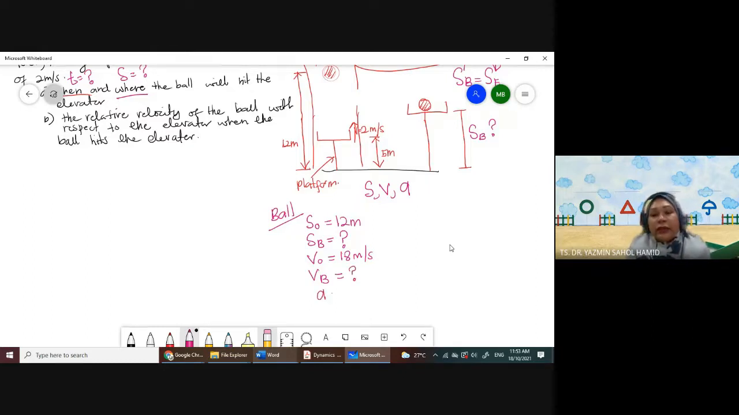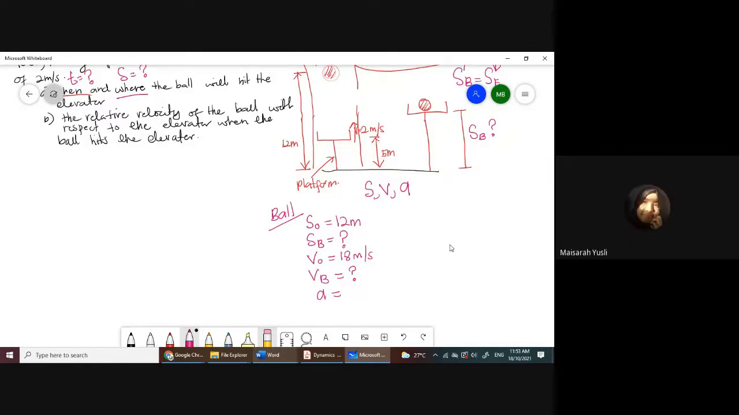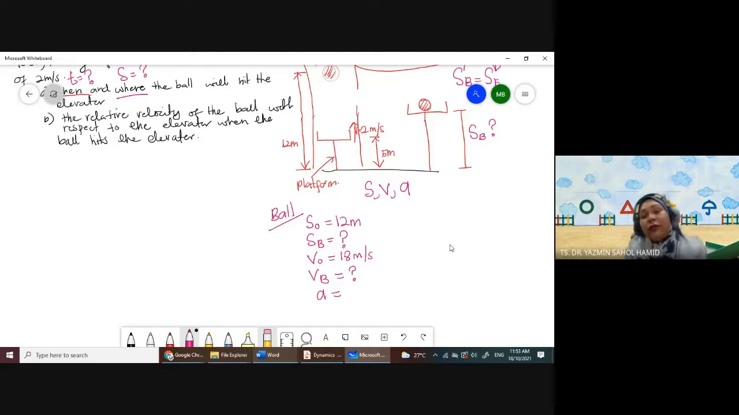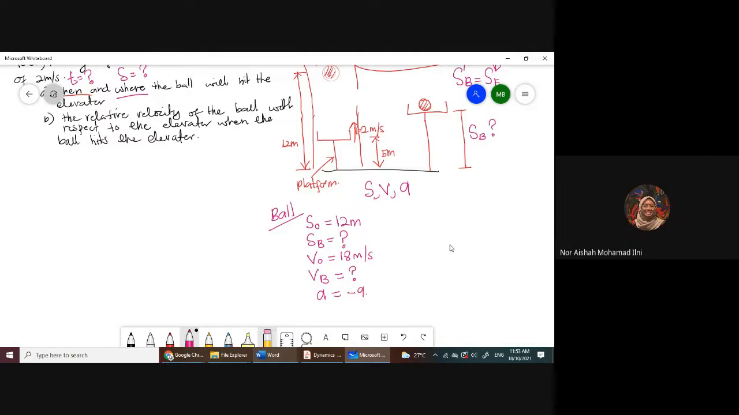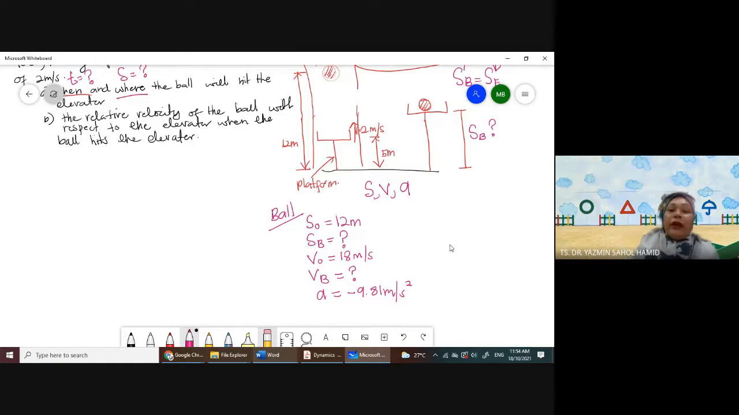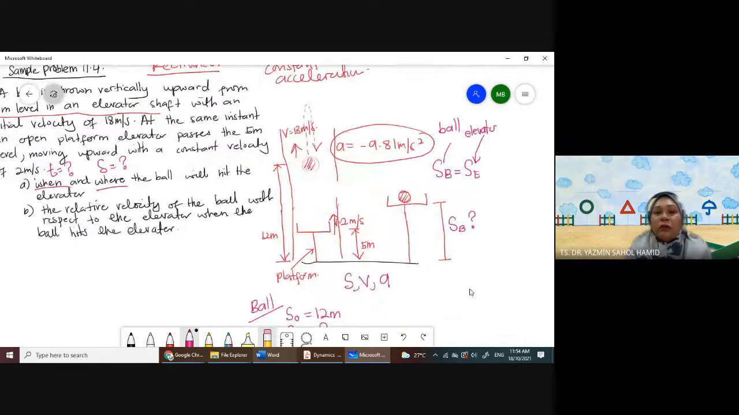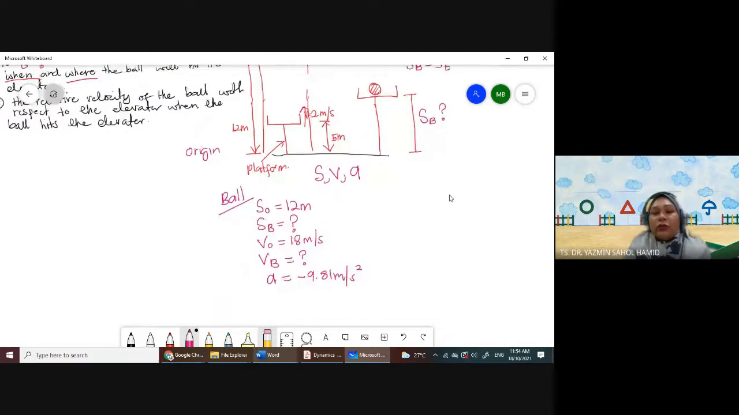And do you have the acceleration of the ball? Yes, 9.81. You're forgetting something in front. Negative. And also we do not have the time. However, for this question, because it involves more than one particle, the origin is the same and the time it starts is also the same. That is the two conditions that we need to have. So this is for the ball.